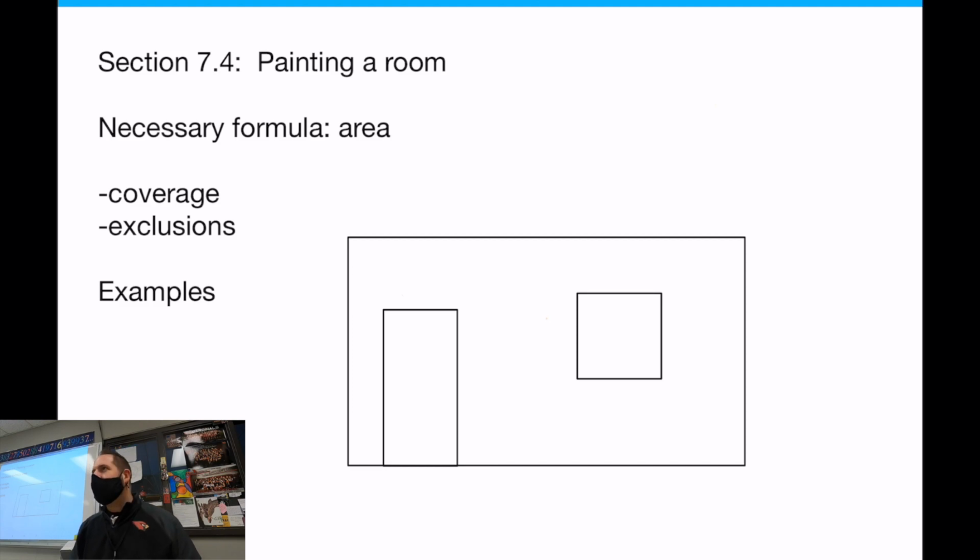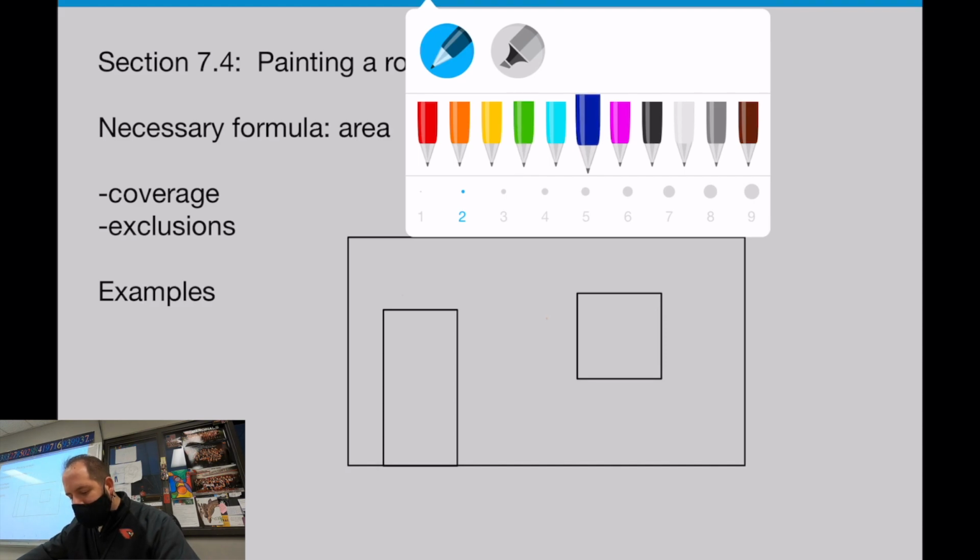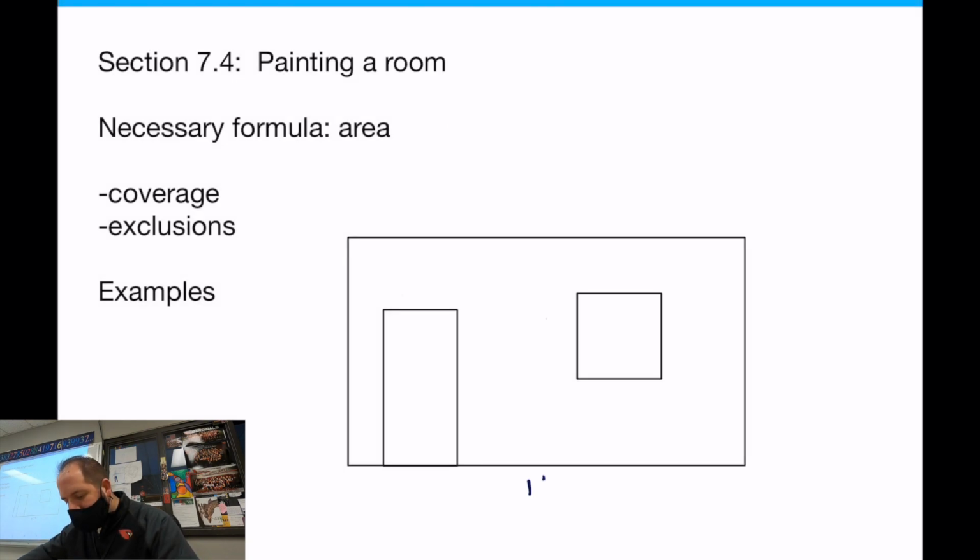So I'm going to pick my room here. This wall is going to be 15 feet long, and let's go with an 8 foot ceiling. So the wall goes up 8 feet. Okay. So I need to know the dimensions of the window.